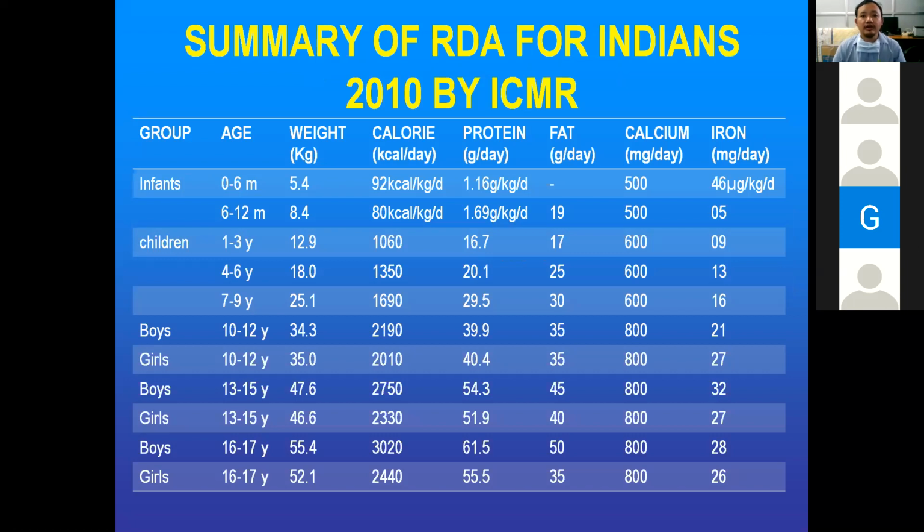This is a summary of the RDA, recommended dietary allowance for Indians in 2010 by the ICMR. So this is a chart given where we have the age group, the weight, what is the probable weight, and what is the calorie requirement, protein requirement, fat, calcium, and iron requirements.